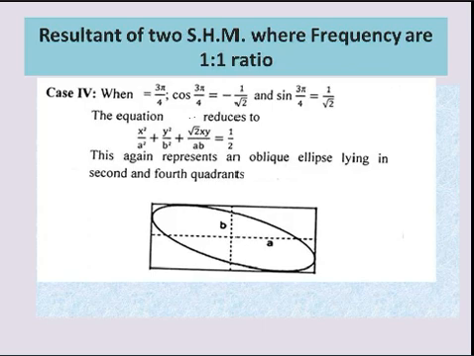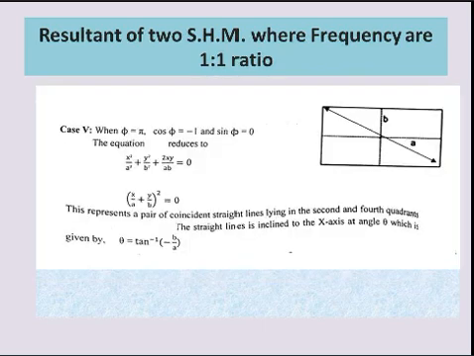Very important. Till now it was the first and third quadrant. Now the ellipse is tilted to the second and fourth quadrant. When phi is equal to pi, cos pi is equal to -1, as we already know, and sin pi is equal to 0. This equation reduces to x square upon a square plus y square upon b square plus 2xy upon ab is equal to 0.